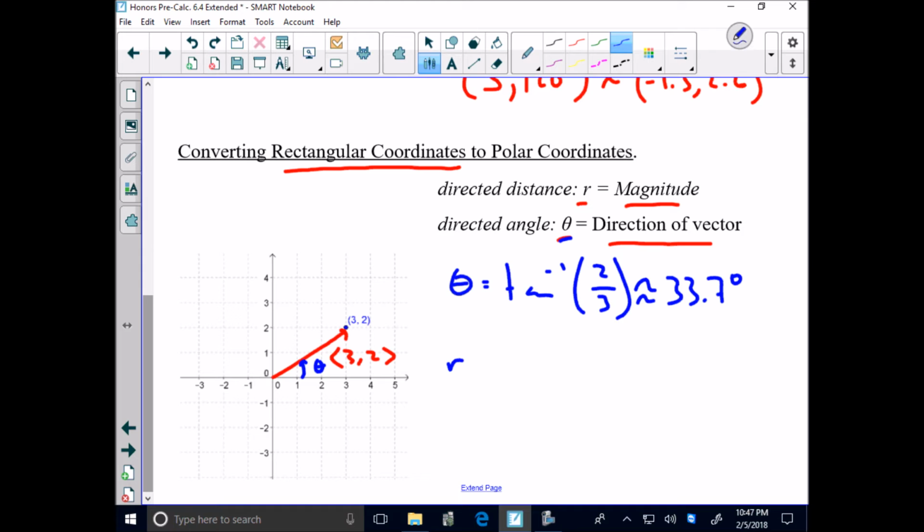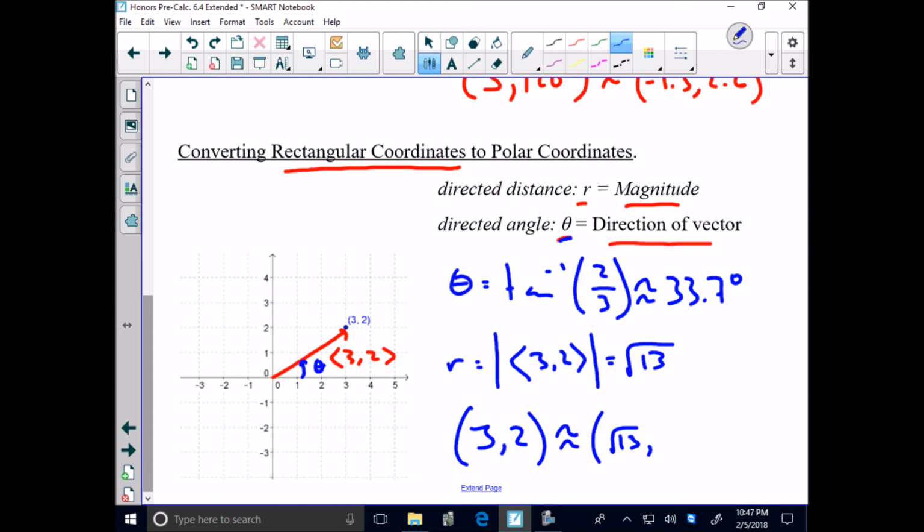Similarly, we can say magnitude is going to be the r value. So when we evaluate the magnitude of our vector 3, 2, we get 3 squared, which is 9, plus 2 squared, which is 4. So that gives us the square root of 13 as the magnitude. And we can say that for the rectangular coordinates 3, 2, we have approximate polar coordinates of square root of 13, 33.7 degrees. And we have to say approximately because I rounded that 33.7 degrees.